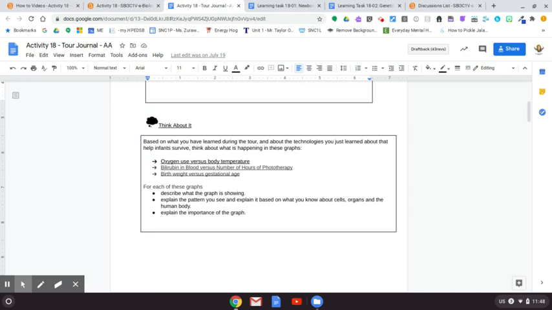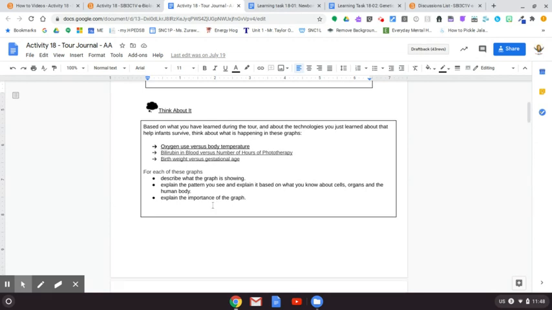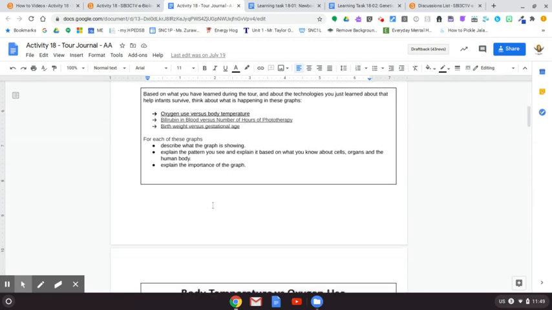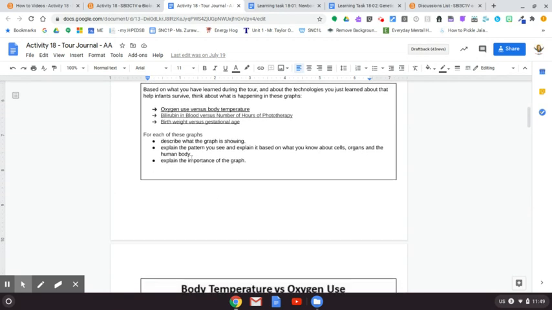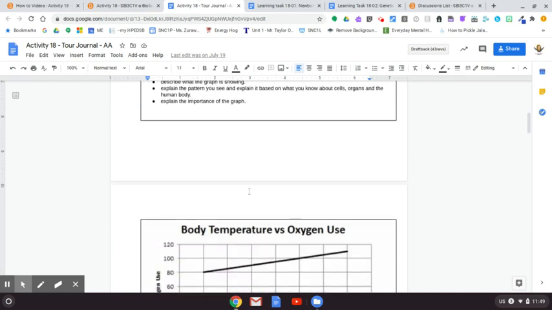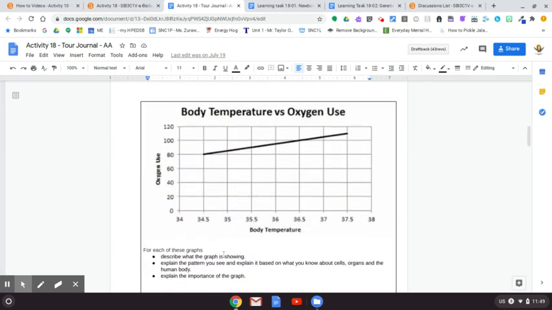So what it says, go through the content of the course first, but it says, based on what you've learned during the tour and about the technologies you've learned about that will help infants survive, think about what is happening in the graphs below. So there's 3 different graphs. For each of them, you're going to describe what the graph is showing. You're going to explain what pattern you see and explain it based on what you know about cells, organs, and the human body, and then explain the importance of the graph. So you kind of have a couple parts.